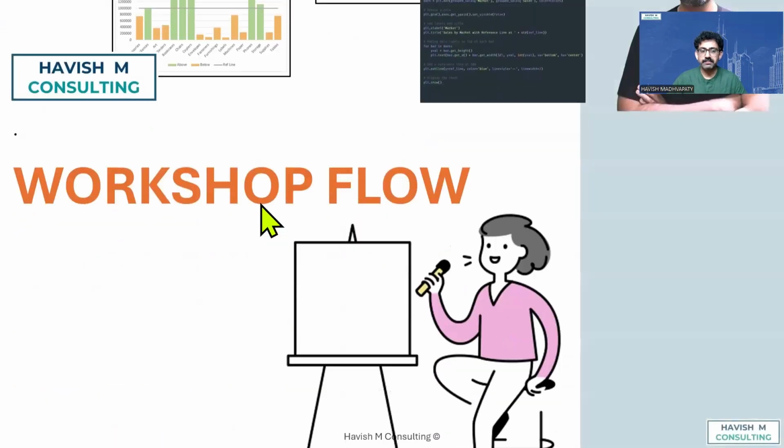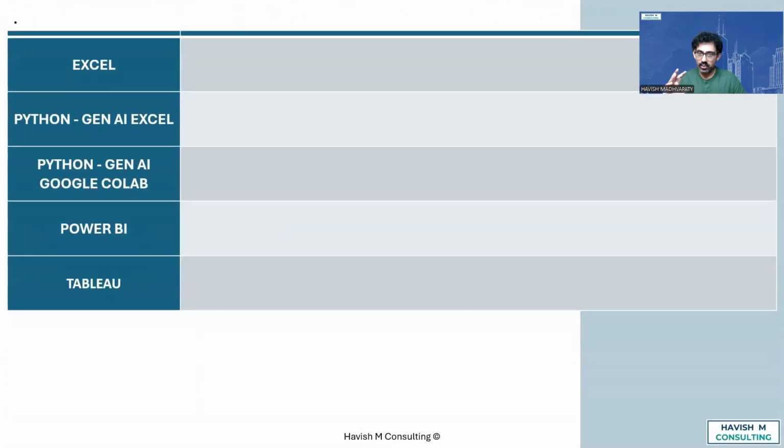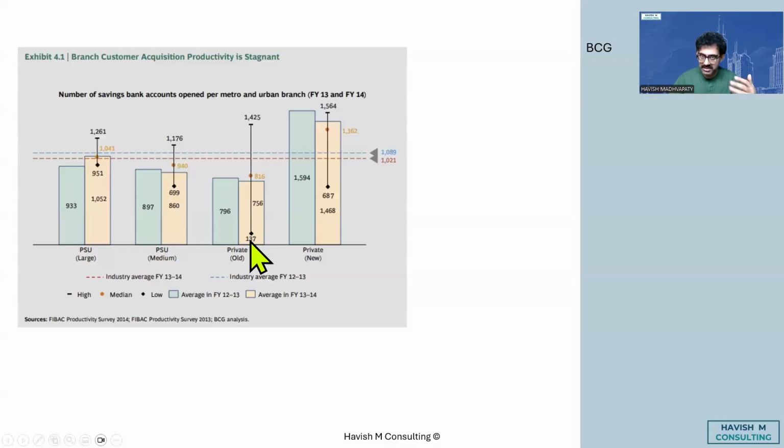So first things first, this is the flow. I'll be teaching you Excel, Python, GenAI, Excel, Python, GenAI on Google Colab, Power BI, and Tableau. Let us look at some examples to first understand how do companies use a reference line. So a reference line, everyone, is just a line that helps you either do a comparison, create a benchmark or a baseline. Like in this case, we have a BCG chart, and the blue line is the industry average for 1230. The red line is the industry average for 1340.